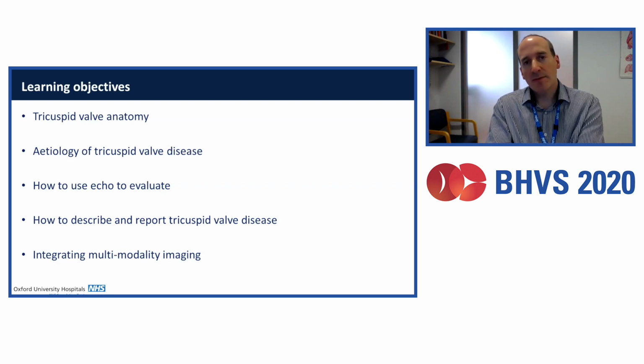I'll talk through some tips and tricks on how to use echo to evaluate tricuspid valve disease. And we'll think a little bit about how best to describe pathology and how to report tricuspid valve disease and some of the key measurements. And we'll talk through the recently revised grading scheme for tricuspid regurgitation. And then we'll think a little bit at the end about the use of multimodality imaging, and in particular how you might integrate echo findings into other imaging modalities and put them all together to comprehensively assess tricuspid valve disease.